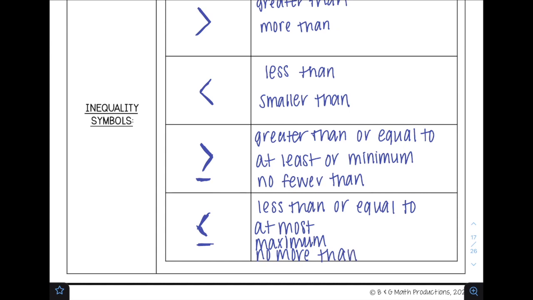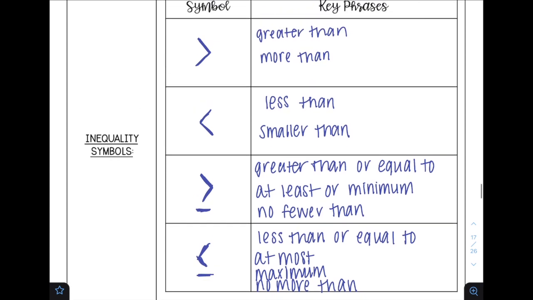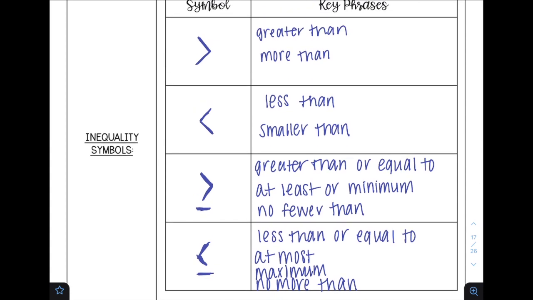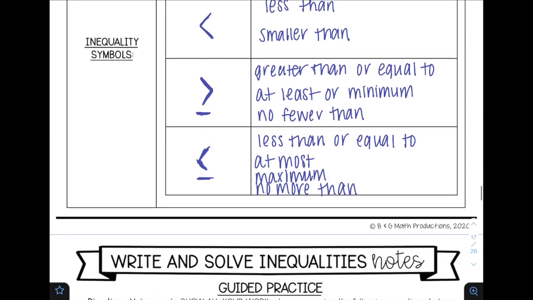This is good to keep with you to identify the different key phrases, which symbol means what, and how you can set up your inequality. So let's use this now and try to set up our first practice problem.